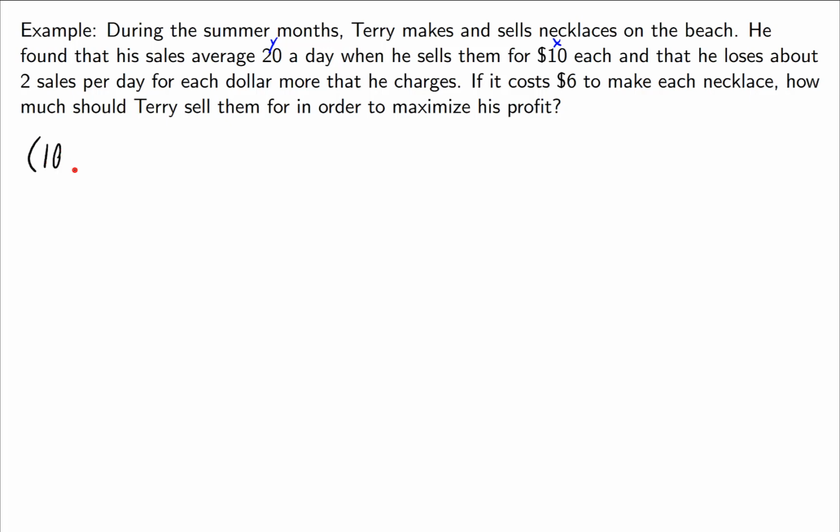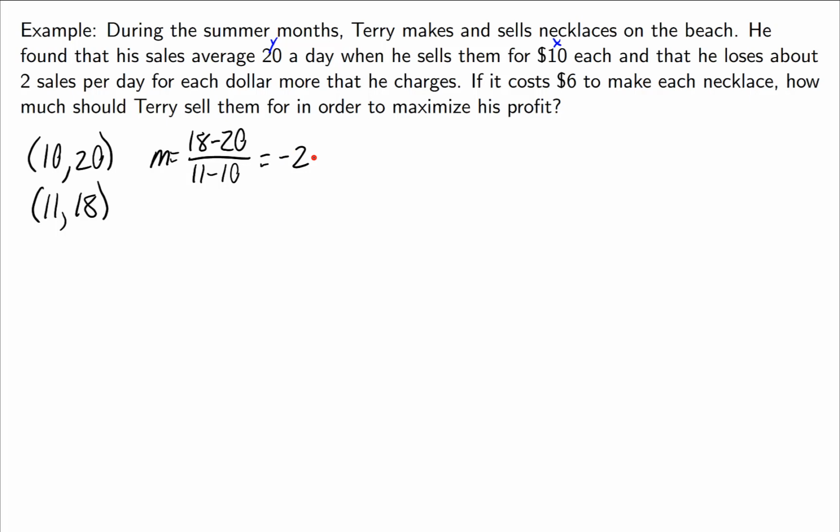I can get 10, 20 as a first point. And then another one, you could kind of see what the slope is, but I'm just going to go with an intuitive $1 more, 2 necklaces less. And then we could find an equation for this demand. First, find the slope. 18 minus 20 over 11 minus 10 is -2. You might not be surprised to see that because it's 2 sales lost for every dollar increase.